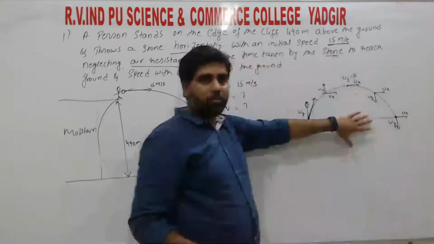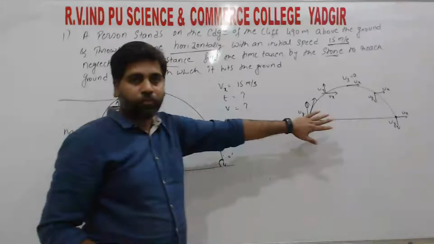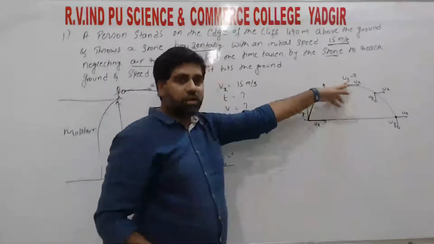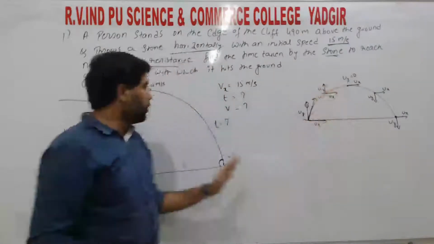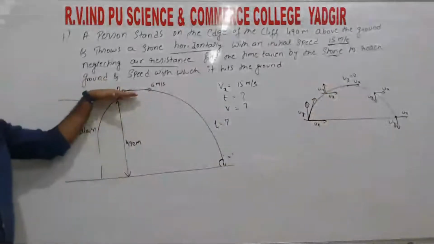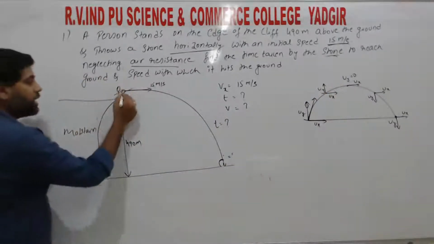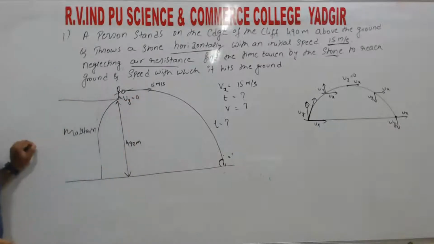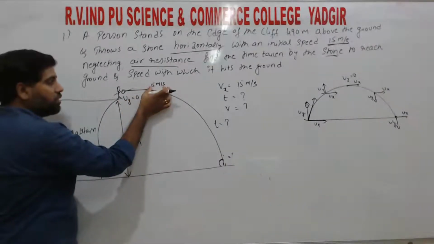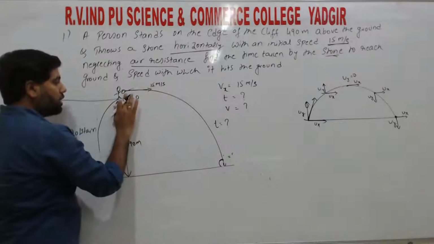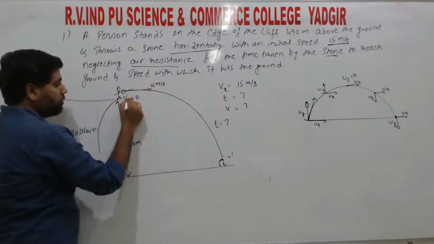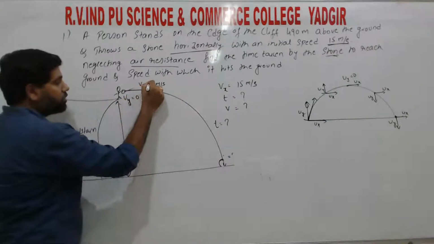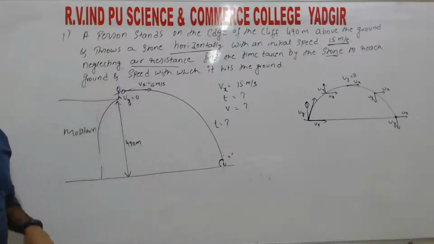Do you remember the same diagram? At the highest point the vertical velocity is 0. So in this problem also he is at the highest point. That means here the vertical velocity uy equals 0, and vx is equal to 15 meters per second.